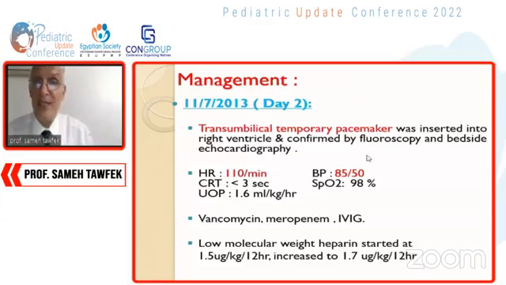Management. On day 2 following birth, temporary pacemaker was done, inserted in the right ventricle, and confirmed by fluoroscopy and bedside echocardiography. Heart rate improved markedly from less than 50, from about 40, to 110, normal values, and blood pressure improved as well, 85 systolic and diastolic was 50. Capillary fill time less than 3 seconds. SpO2 98. Urine output 1.6 mL per kg per hour.